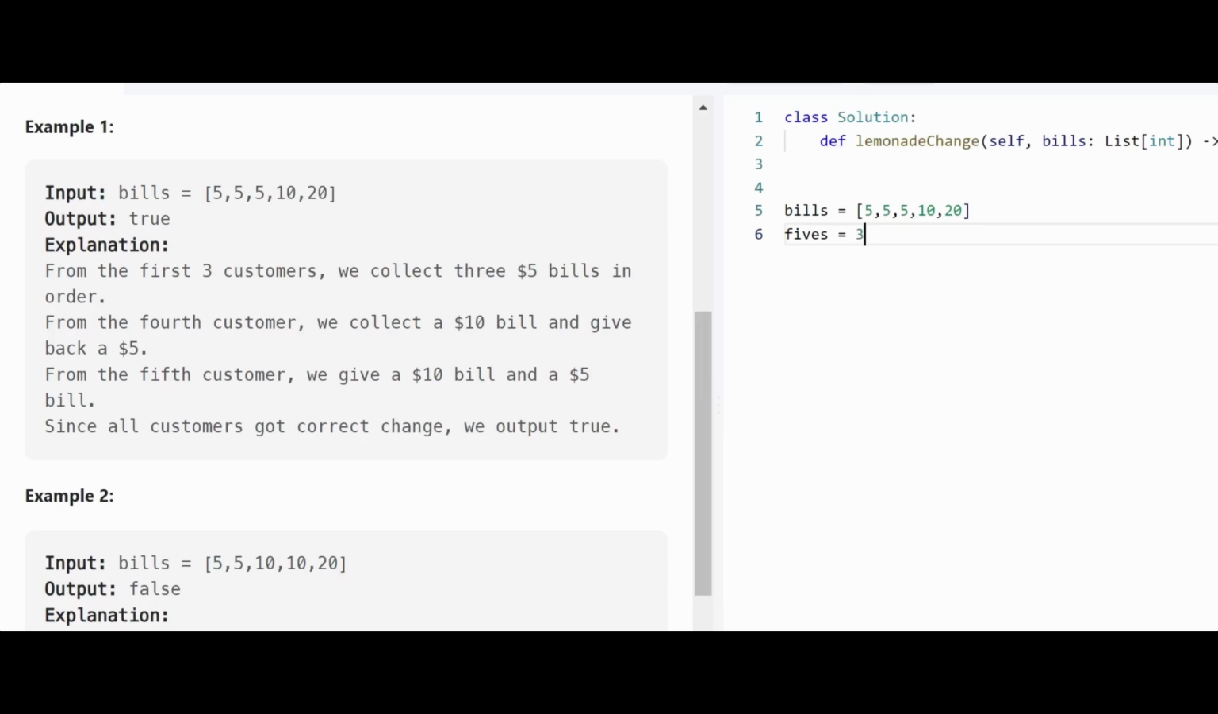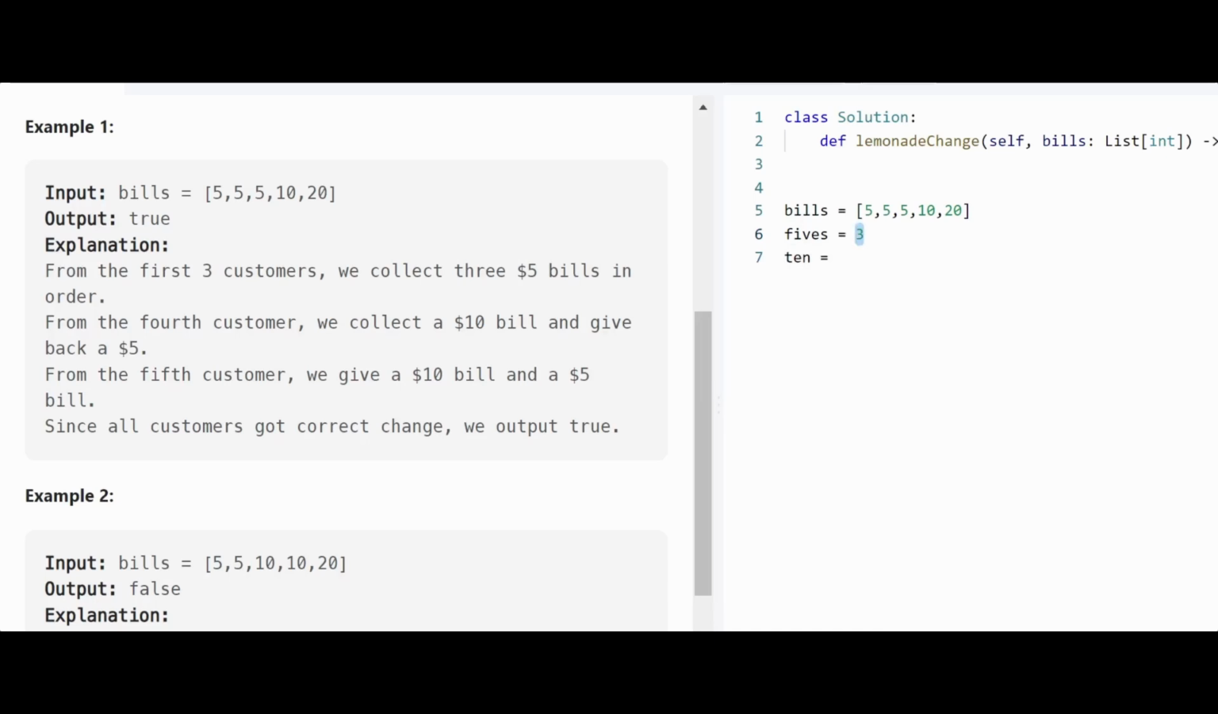Now, when this fourth guy comes, he comes to you with a $10 bill. Now, when he comes with a $10 bill, you give him one $5 bill back, because if you think about it appropriately, the only way you can give him back is if you give him one $5 bill back, right?